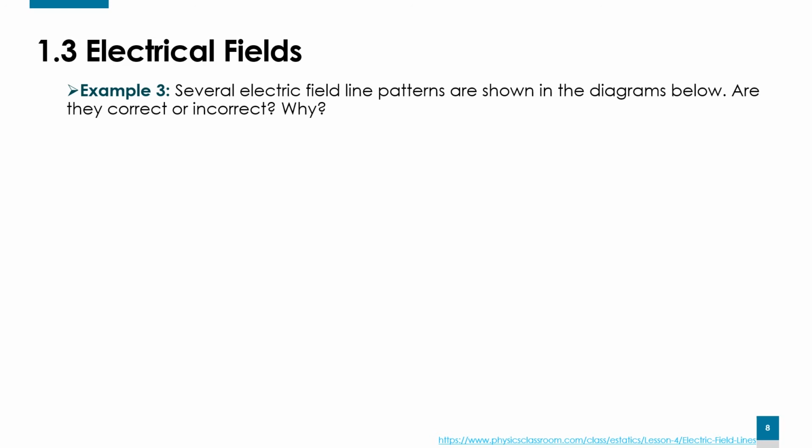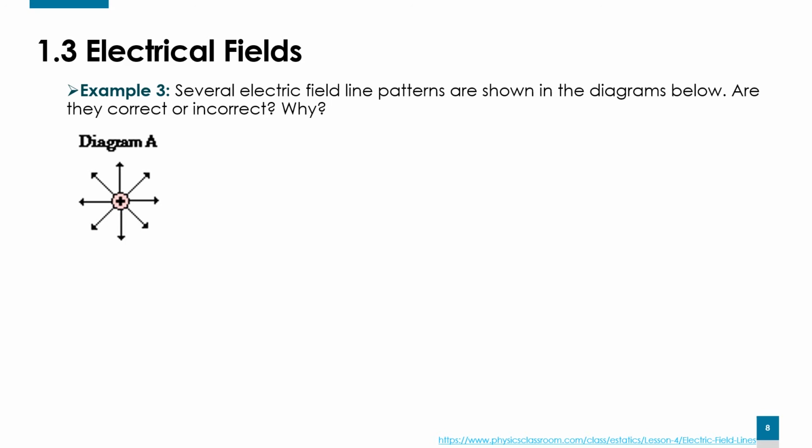Okay, let's do some more exercises. For example, 3. Several electric field line diagrams are shown below. Are they correct or incorrect, and why? So I'm going to show some pictures. You need to figure out if they are correct or incorrect, okay? For example, this one, in diagram A.